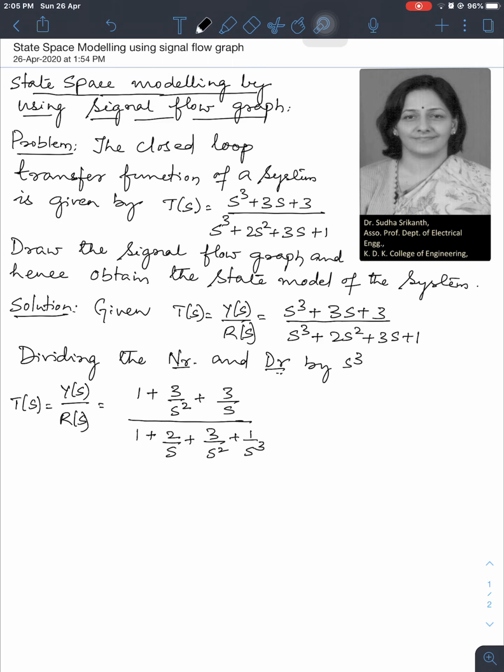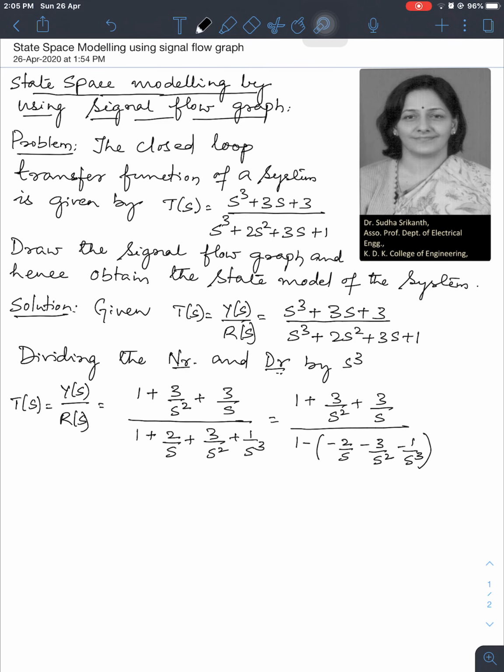So what do we do with this is, we will try to rearrange the numerator and the denominator in a specific form. We will write this as 1 plus 3 upon s² plus 3 upon s³. The denominator we will try to write as 1 minus of (minus 2 by s minus 3 by s² minus 1 by s³).